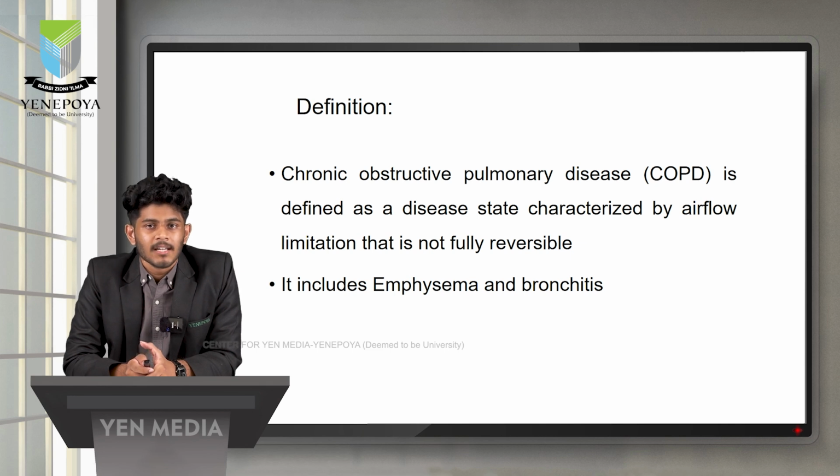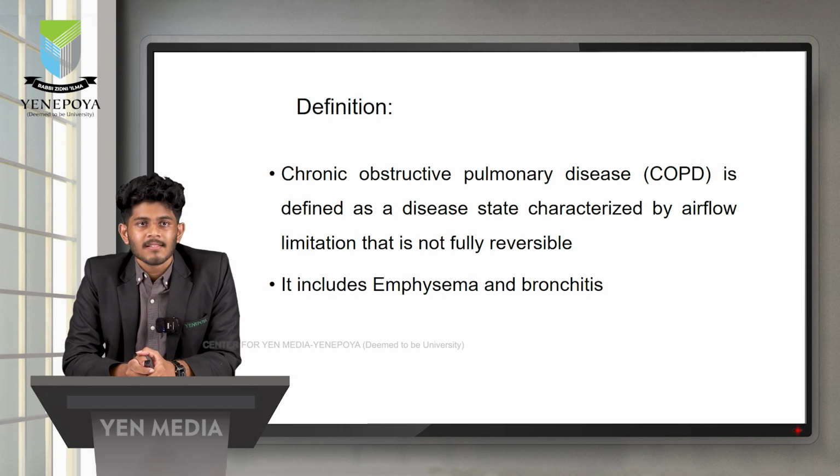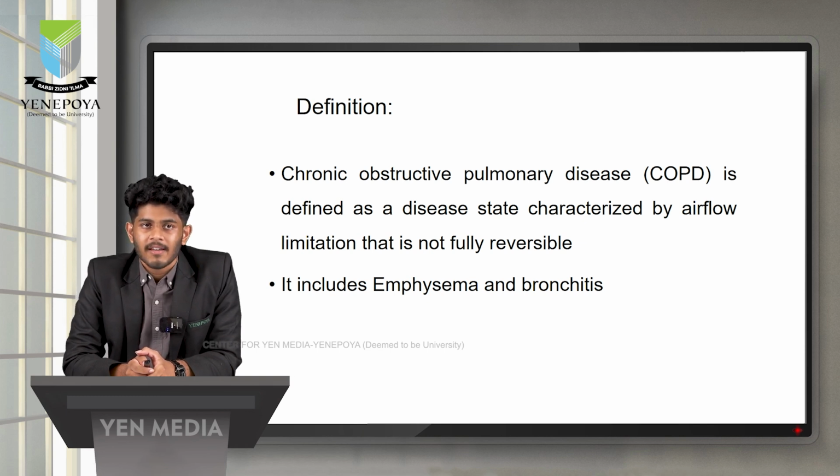First of all, we will learn about what is COPD. Chronic obstructive pulmonary disease is defined as a disease state characterized by airflow limitation that is not fully reversible. COPD is a progressive lung condition that causes breathing difficulties and airway obstruction. It includes two main conditions called emphysema, which means alveolar destruction, and bronchitis, which means the inflammation of bronchial tube. We will discuss these two conditions in detail in the next few slides.